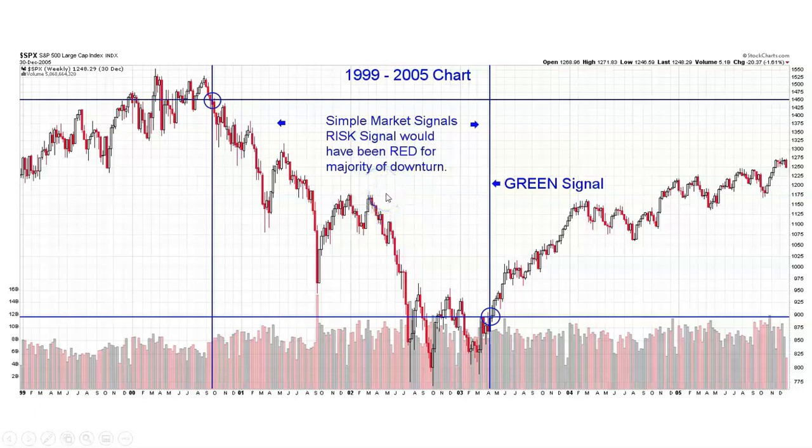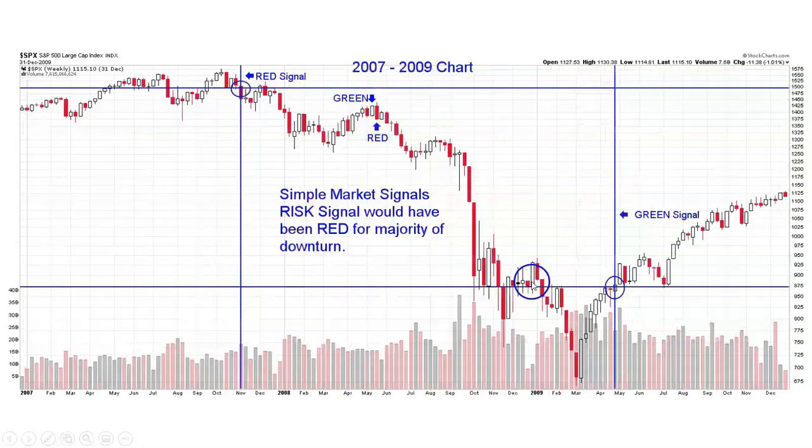Losses are much more likely than gains, and so you can take the proper measures to protect yourself, and you'll have realistic expectations as to what is probably going to happen. But then when that risk signal turns green, you know that the likelihood of you making money has substantially increased.